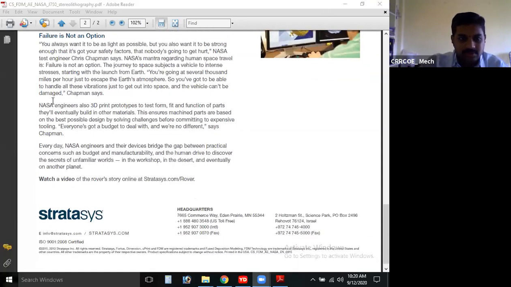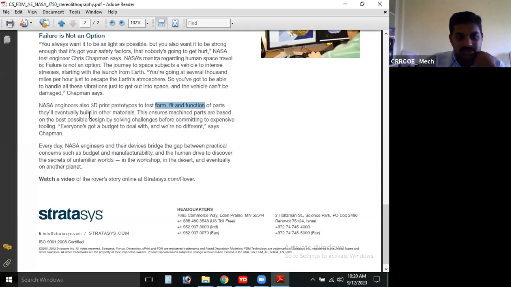So this is one of the case studies. NASA engineers also 3D print prototypes to test form, fit, and function. This is the triple F: form, fit, function of parts they are eventually built in other materials. This ensures the machined parts are based on the best possible design by solving the challenges.